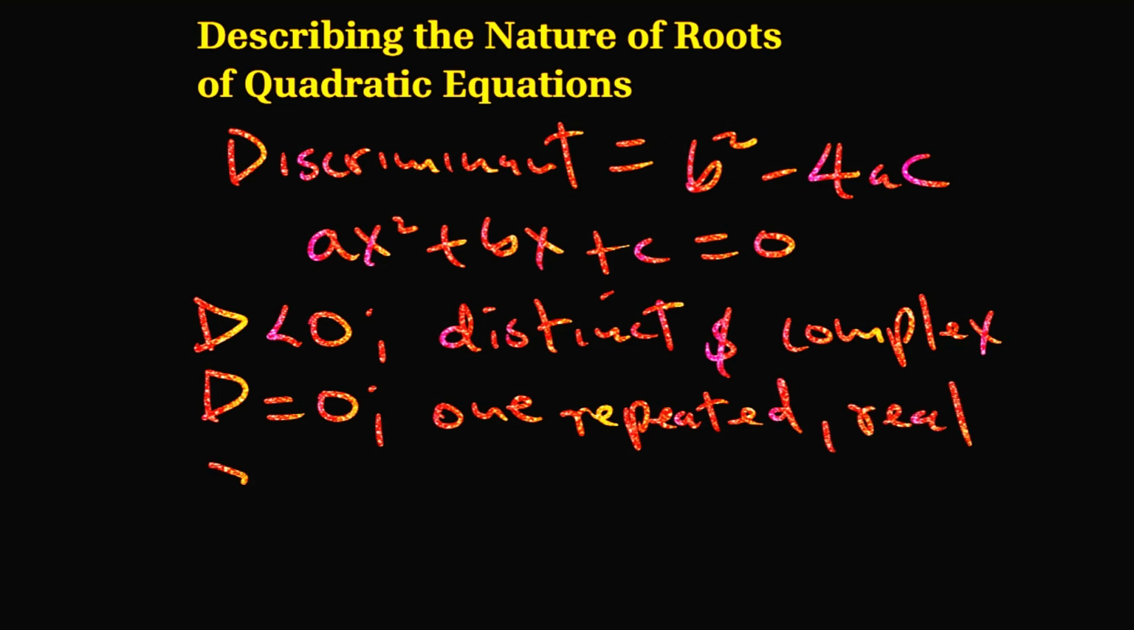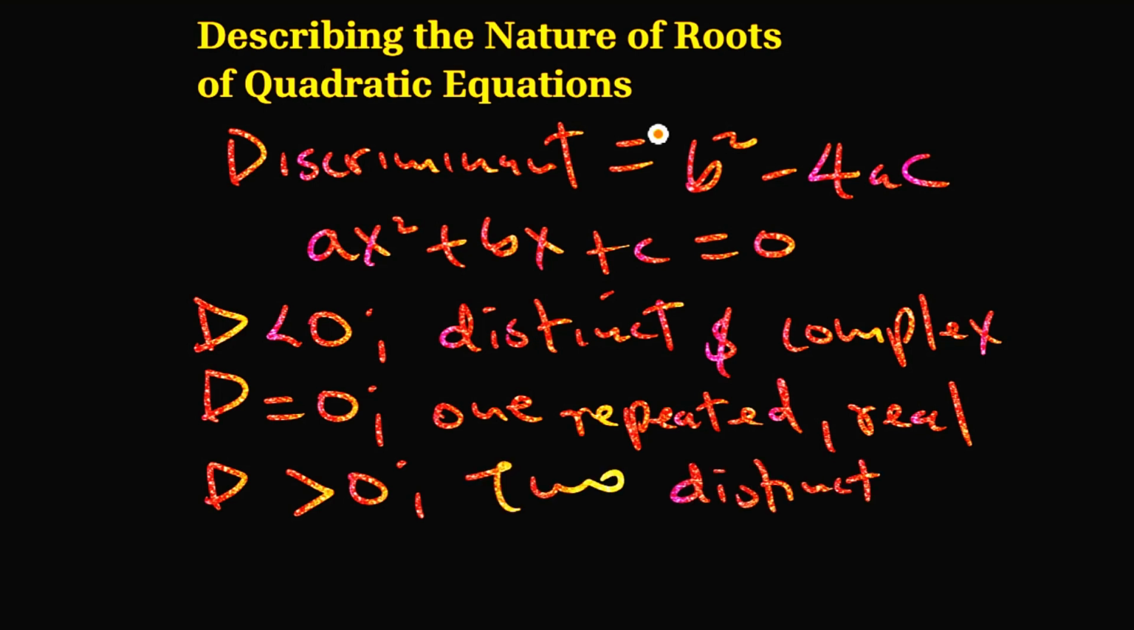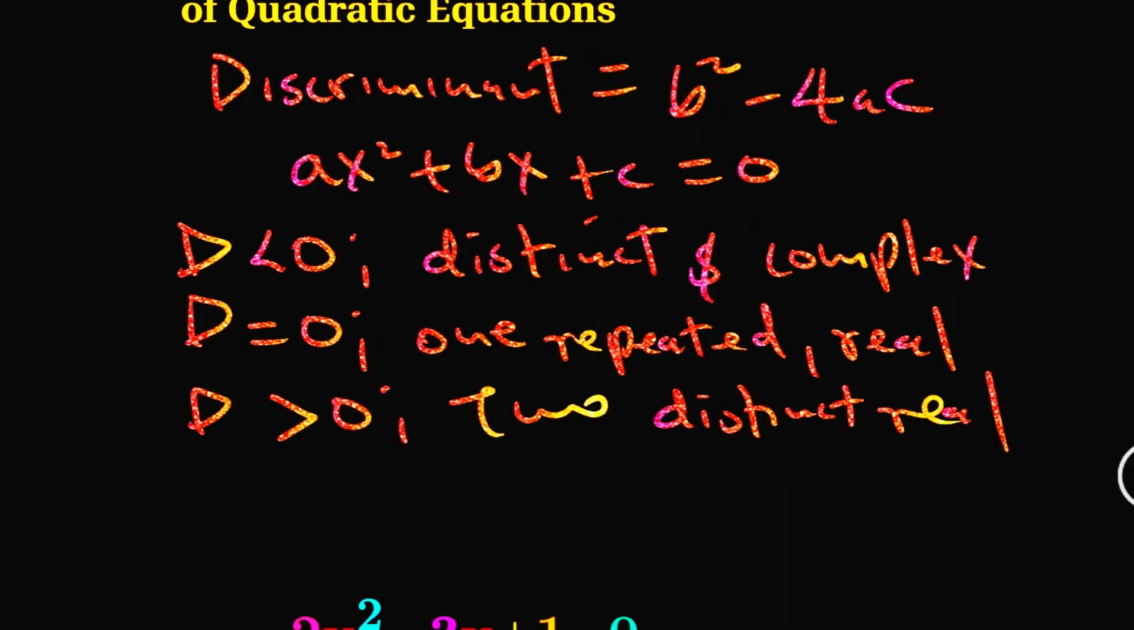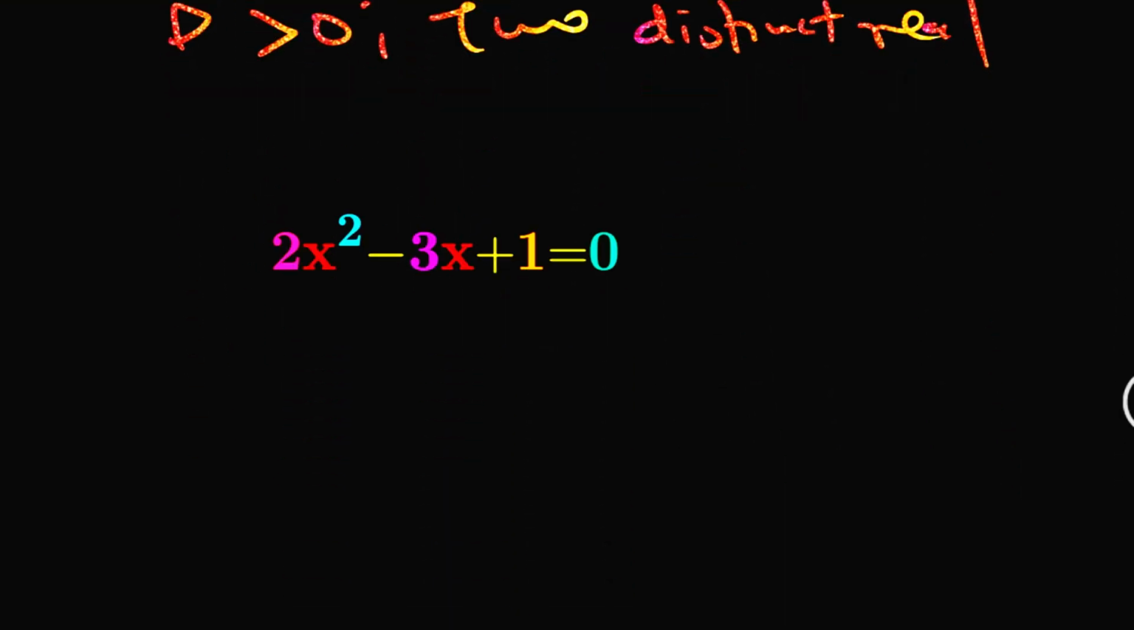A third case is when the discriminant is greater than 0. When the discriminant is greater than 0, there are two distinct real roots. Those are the three cases that arise, and you can use them to describe the nature of the roots of quadratic equations. Let us look at an example to see how this works.